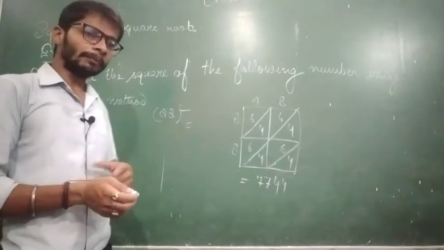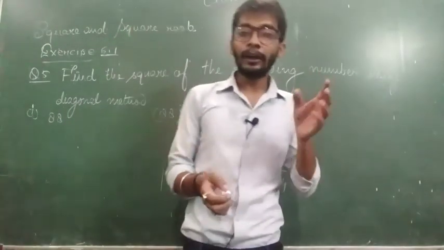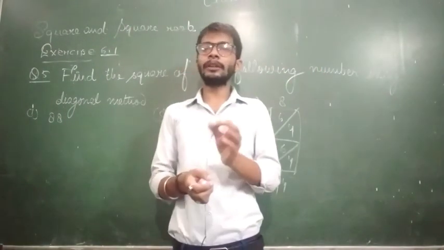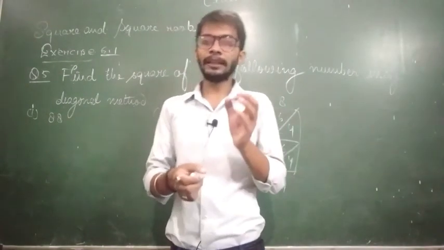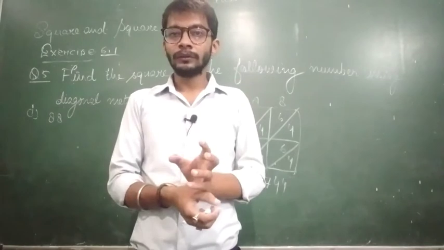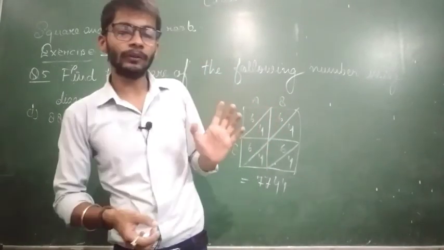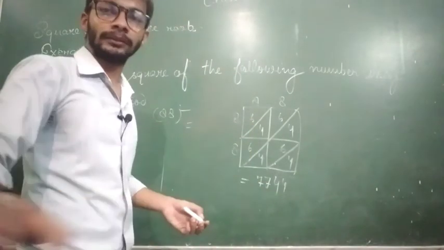So this is the method to find the square of a number using the diagonal method, and this method is applied only for two digit numbers. Clear? Come to the next question of this part.